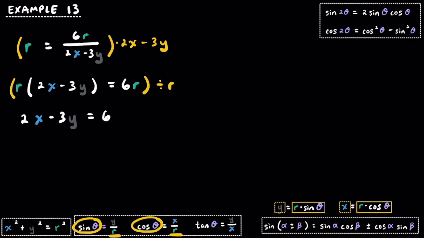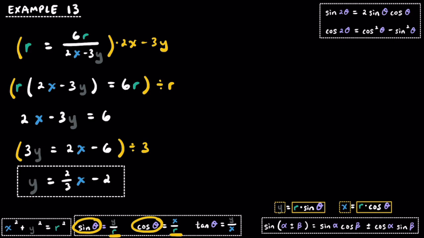Adding 3y to both sides and taking away 6 from both sides, we can rewrite this equation as saying 3y is equal to 2x minus 6. And dividing both sides by 3, we can rewrite this final equation as y is equal to 2/3 x minus 2. And this right here would be the rectangular form for the given polar equation we had from the beginning.